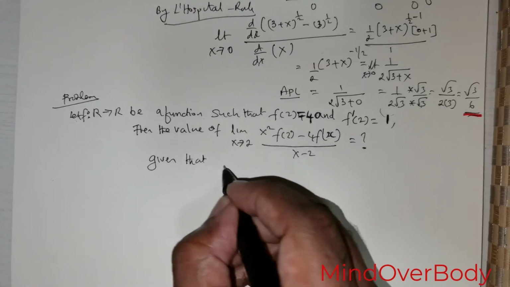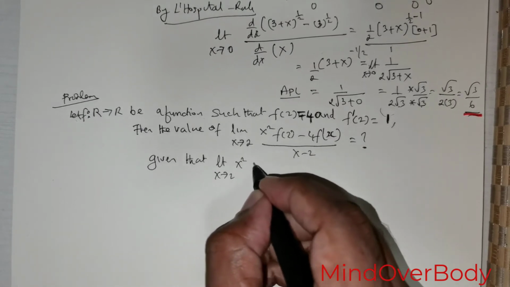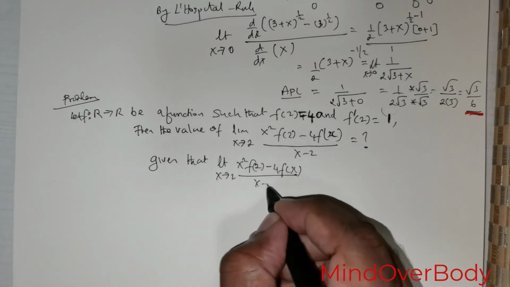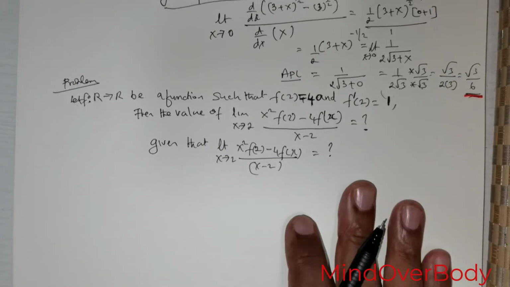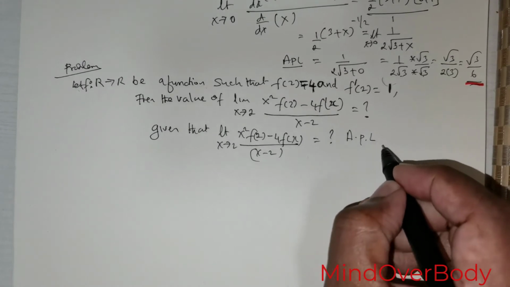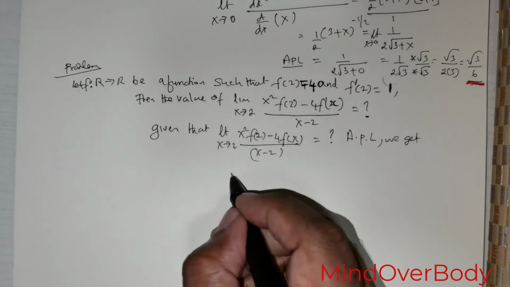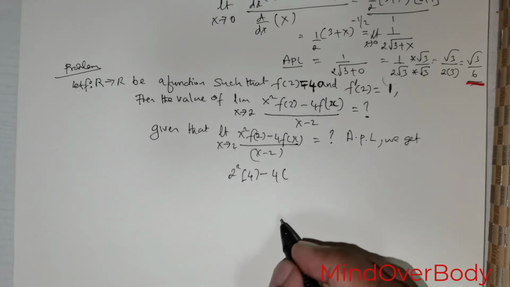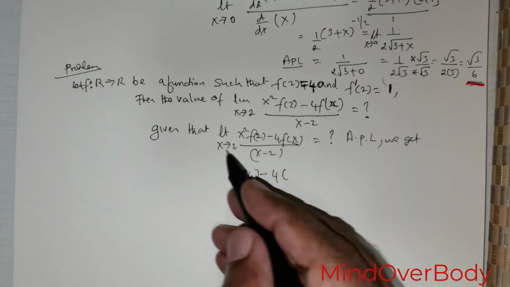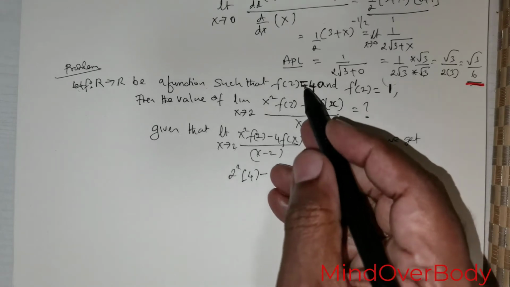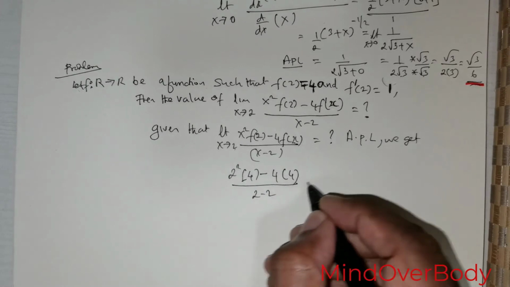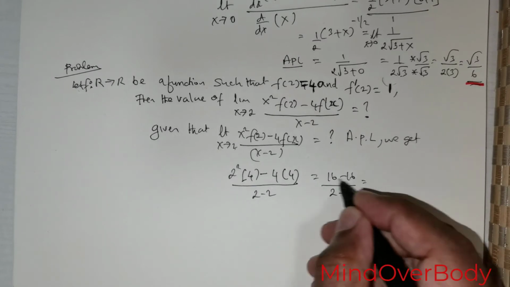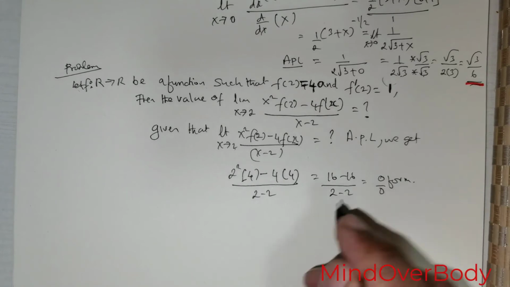Given that limit x tending to 2 of x squared times f of 2 negative 4 times f of x divided by x minus 2. So we are expected to evaluate this. Now to start off, we will apply the limits. When applying the limits, we get 2 squared, f of 2 is 4, followed by negative, and f of x is given, so we are substituting f of 2 again, and that is 4 here, divided by 2 negative 2. 4 times 4 is 16, 4 times 4 is 16, 2 negative 2. So this is 0 by 0 form.